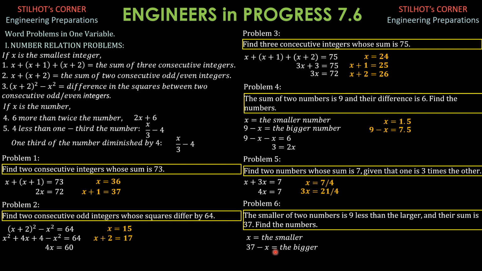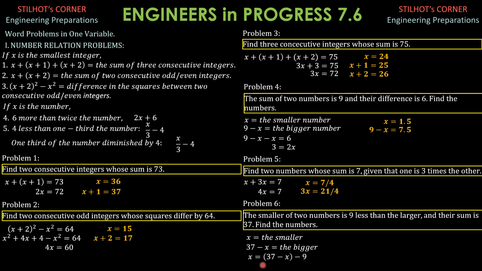And it is stated here that the smaller number is 9 less than the larger. So how will you translate this statement? The smaller is 9 less than the larger. So smaller x is equal to 9 less than the larger, so it is 37 minus x minus 9. So that's the proper way of interpreting it. Remember from this guide here.